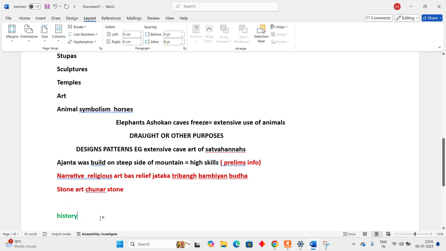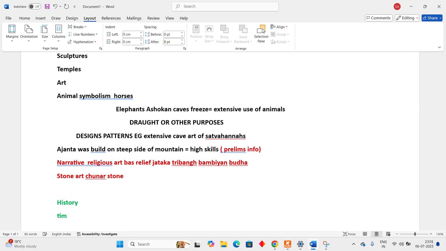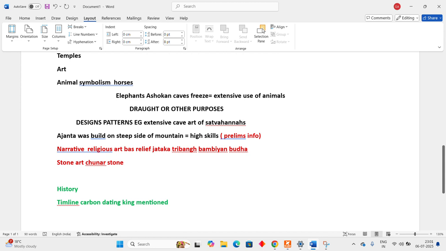Green would do. So if we talk about history, I can think of timeline. I can know about the timeline. Carbon dating can be done. If the king himself has mentioned something, I can know about the name of the king. Example, Ranyo Shokin. Ranyo, you know this part. Ranyo Shokin. Unnahali. Tell me, this is also a prelims PYQ. It is a prelims PYQ.